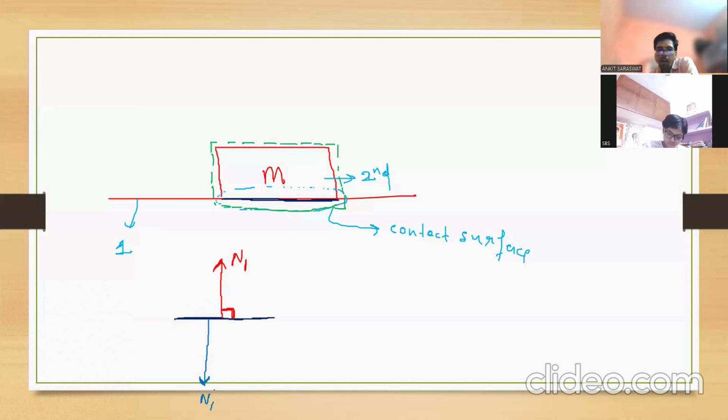Clear? Understood? I am talking only about normal, nothing else. Now you can see N1, N1. Why am I taking that? Because these are action reaction pairs. If Earth is applying N1, then the body will apply N1 on Earth. Understood? Yes, sir. So the direction of normal has a tendency to repel the body. That's all. Now see, in this case, how will you draw the normal? This block is here.